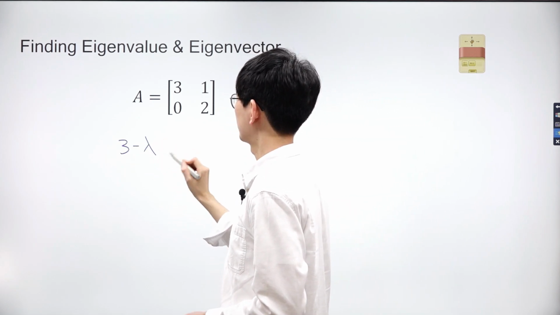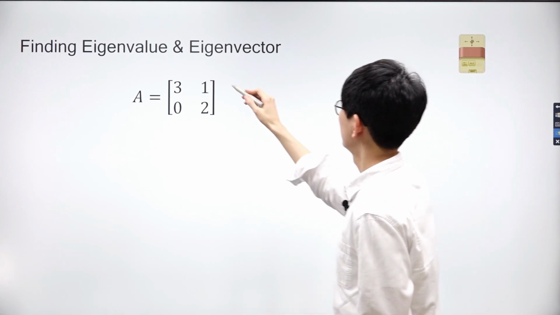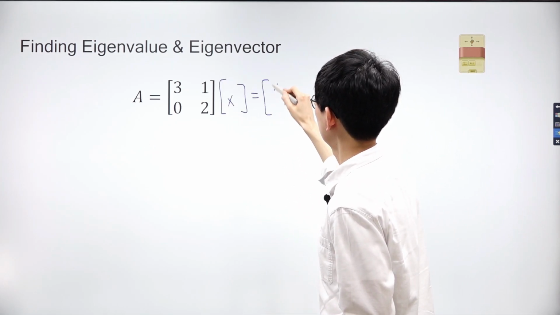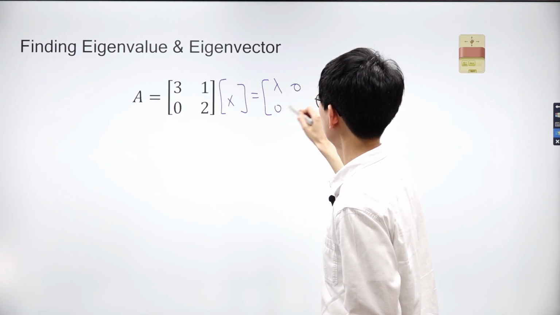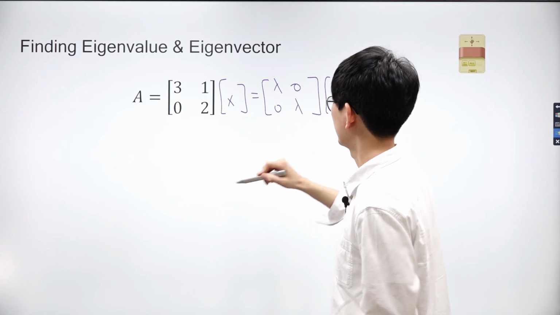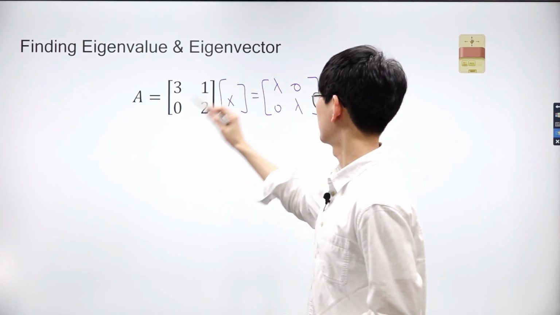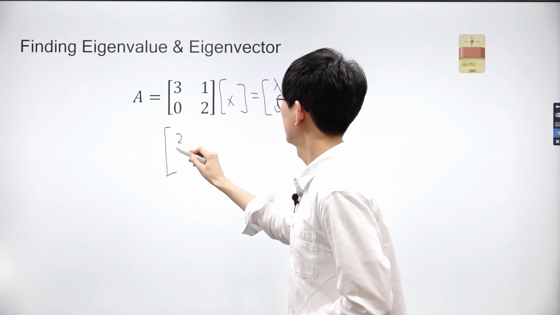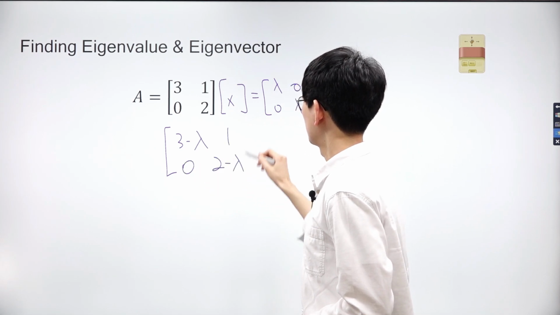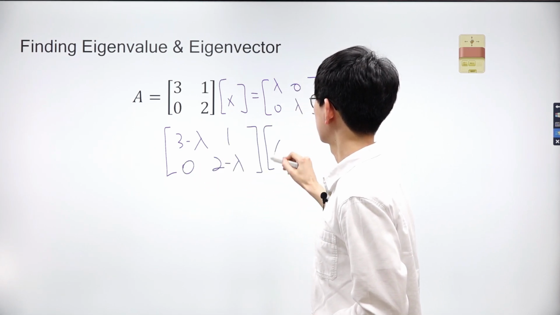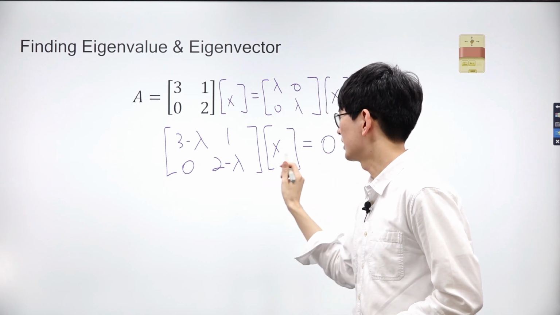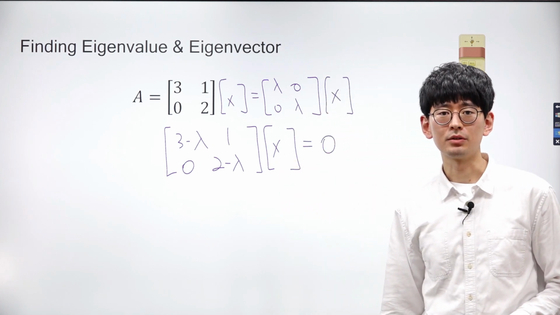Let's quickly review the methods for calculating eigenvalues and eigenvectors. We'll rewrite the equation from the previous slide. After subtracting the right-hand side of the equation from both sides, we obtain a matrix [3 minus lambda, 1; 0, 2 minus lambda] multiplied by x equals 0. Now we need to find the values and vectors for lambda and x.